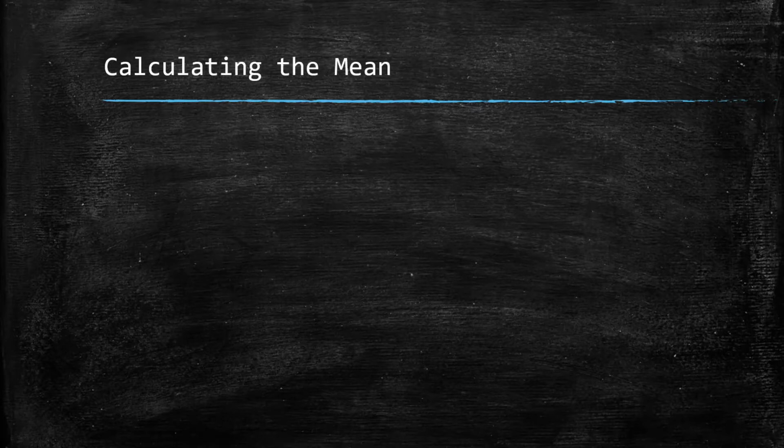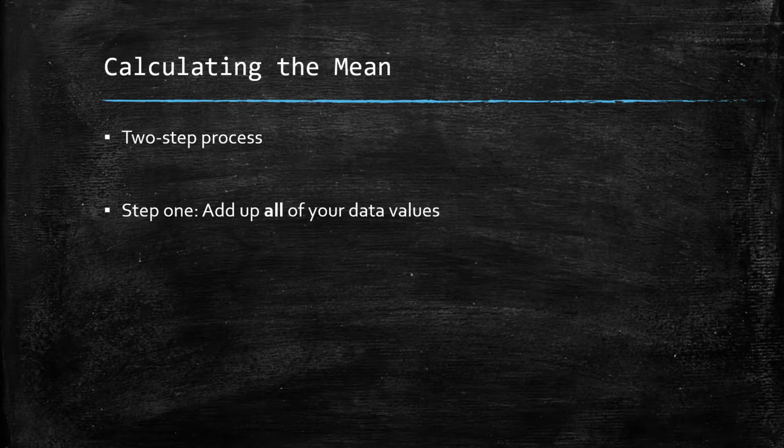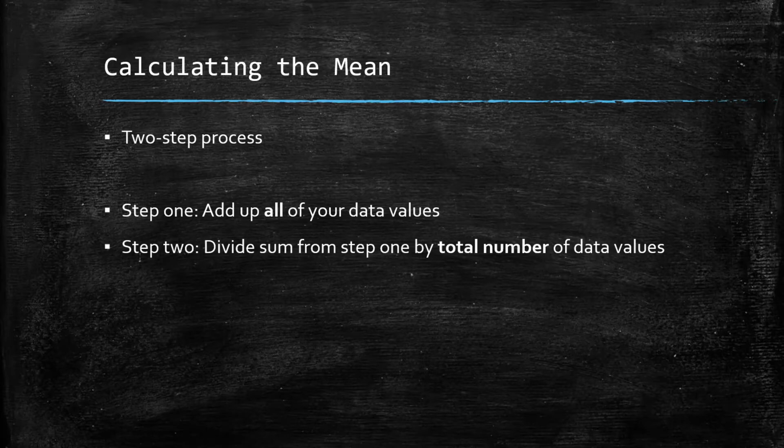Okay, so let's figure out how we calculate the mean. It's only a two-step process, so it's not too bad. Step one is to add up all of our data values. Even if some of them appear more than once, that just means that we need to add them up more than once. And step two is to divide that sum from step one by the total number of data values that we have. So if we have 10 pieces of data, we divide by 10. If we have 100 pieces of data, we divide by 100. But the important thing is we divide by that total, and that's what's going to get us our average.